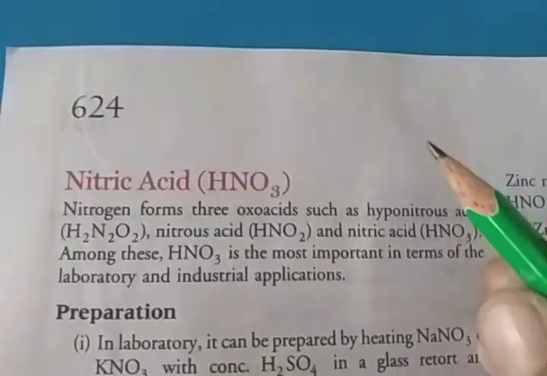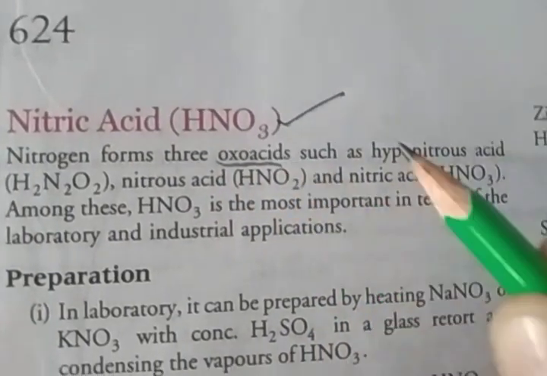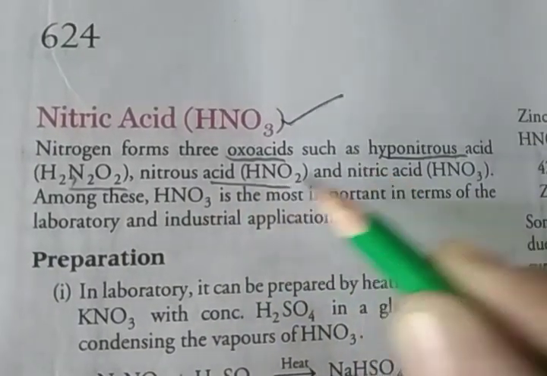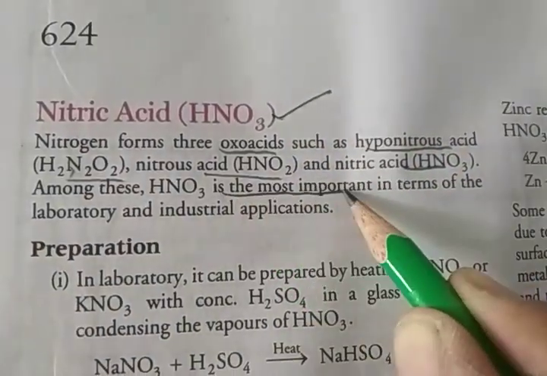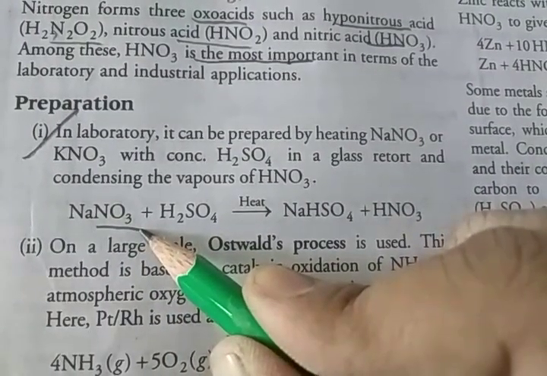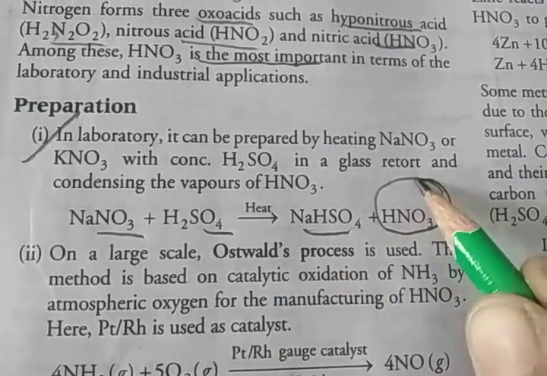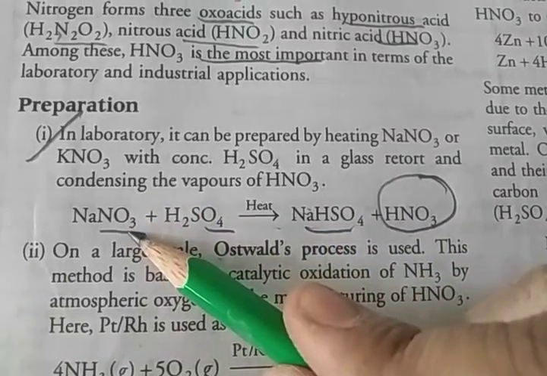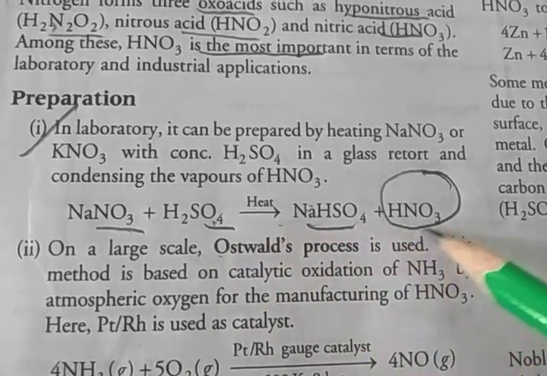Next compound of nitrogen, nitric acid, HNO3. Nitrogen forms 3 oxo acids. First is hyponitrous acid, H2N2O2, then nitrous acid, HNO2, and third HNO3, nitric acid. But nitric acid is the most important. Okay, so first, preparation in the laboratory: sodium nitrate is heated with sulfuric acid, so sodium bisulfate and nitric acid are formed. In the laboratory this method is used. So it can be prepared by heating NaNO3 with concentrated H2SO4 in a glass retort and condensing the vapor of HNO3.